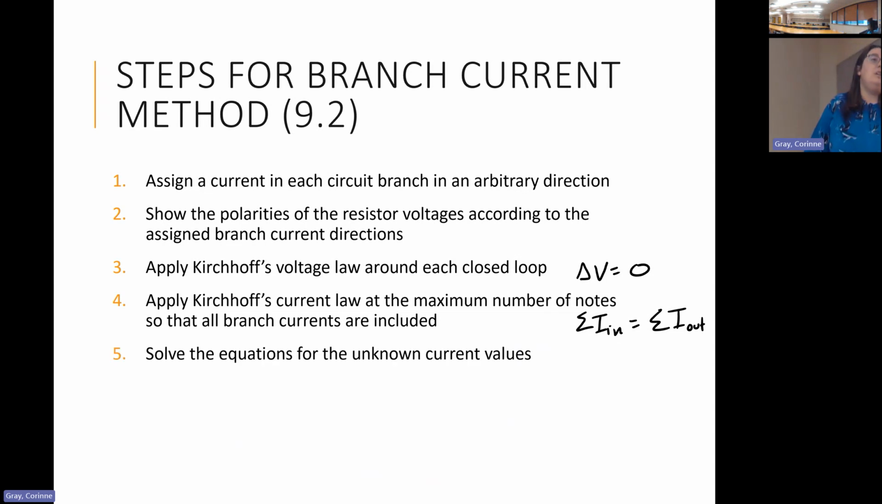You can do this in whatever method you want. You can do it through substitution, or you can go through and do it with determinants. If you are doing it with determinants, typically that means you are going to be plugging it into your calculator. Please write out the determinant that you are using.